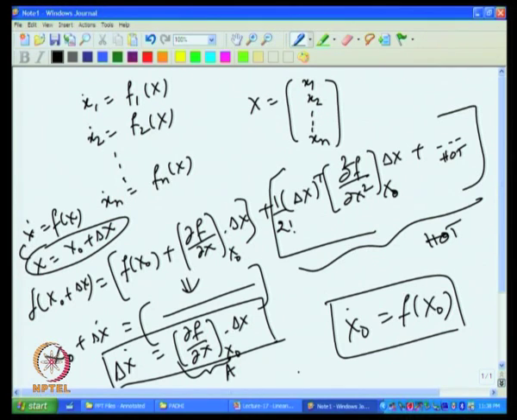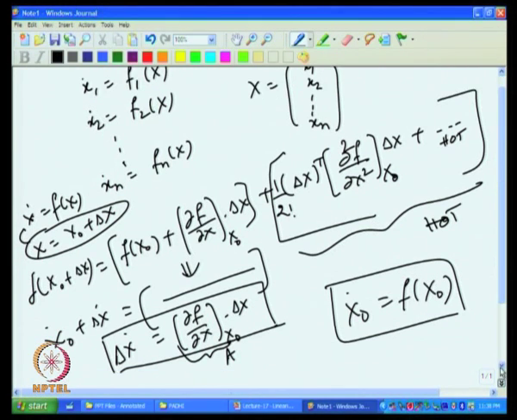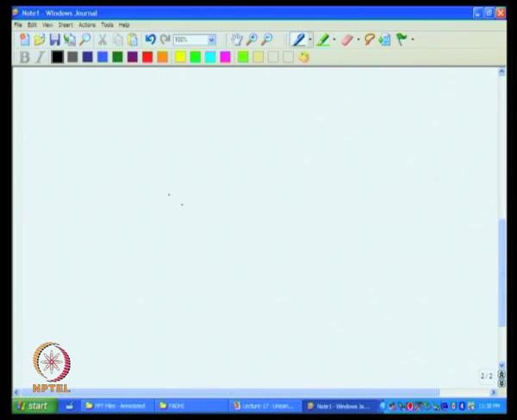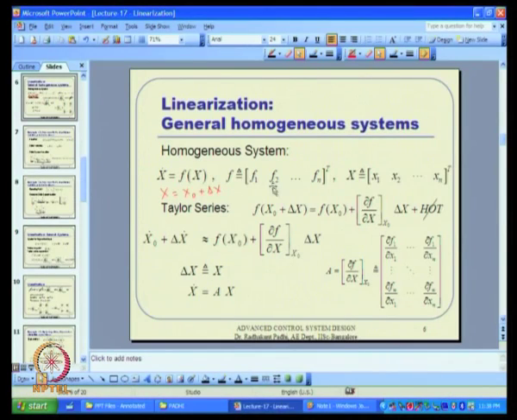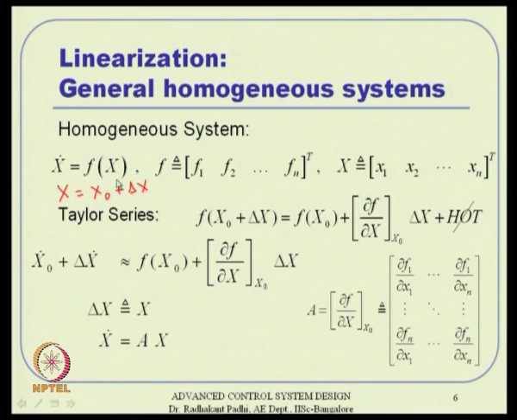So, that is what we are doing here. You started with x dot equal to f of x, x is nothing but x 0 plus delta x, and then we have f of x 0 plus delta x, and we neglect higher order terms. So, we are left with that. And then we say that x 0 is an operating point, so this term is equal to that, and we will cancel out that one.